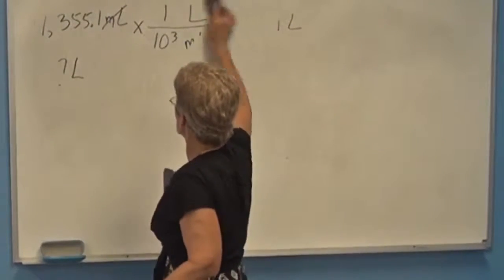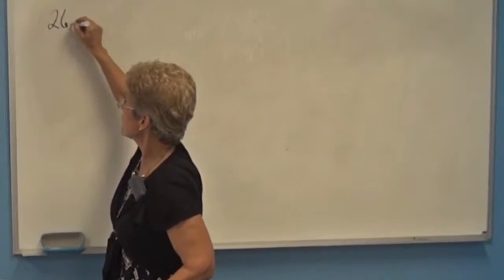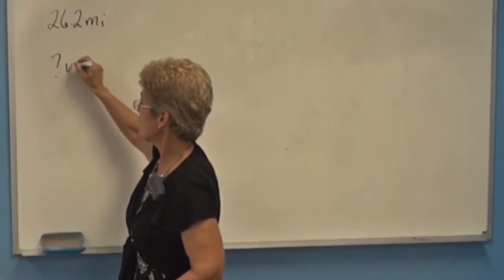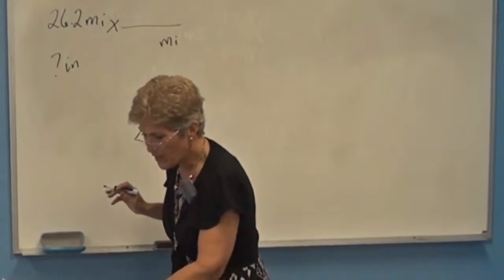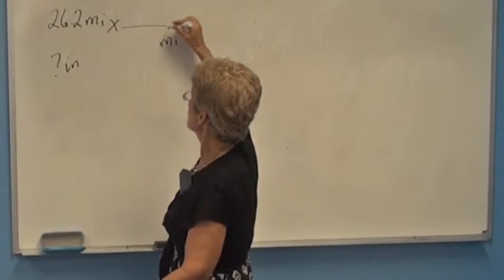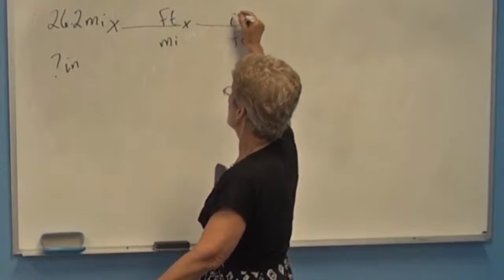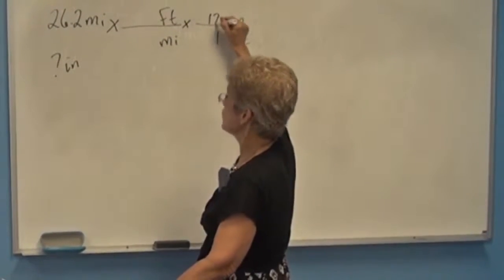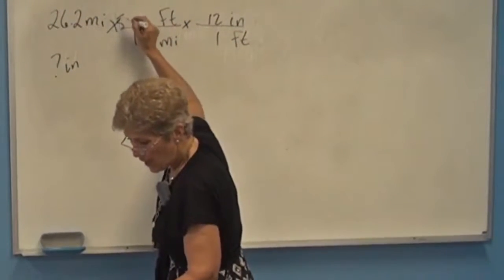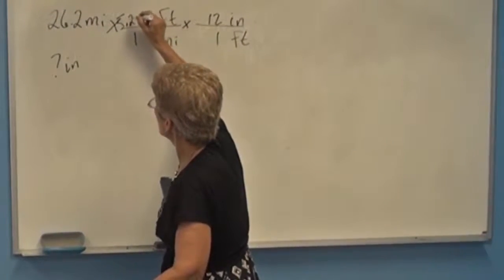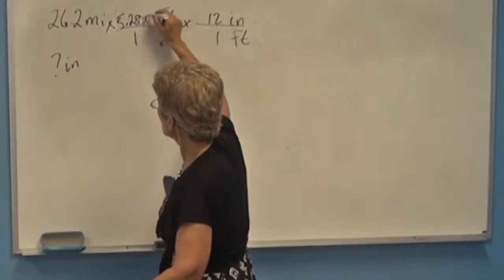How many inches are there in 26.2 miles? 26.2 miles, and we want to know how many inches. So we go times line, whatever's here goes down here, and our bridge in this case is going to be feet. So we know they're given to us how many feet there are in a mile, and then this has to go down here, and we know how many inches there are in a foot. We know in 1 foot there's 12 inches, and we know in 1 mile there's 5.280 times 10 to the third feet.